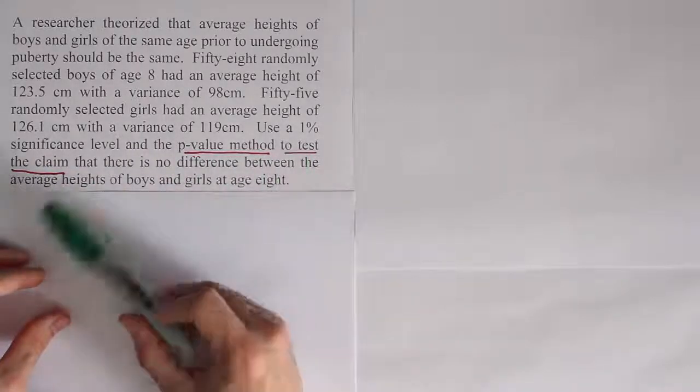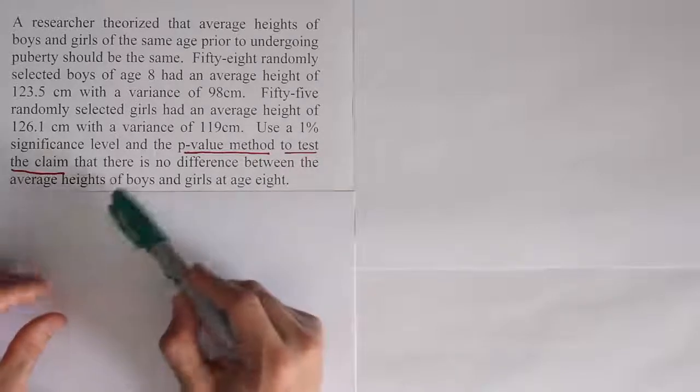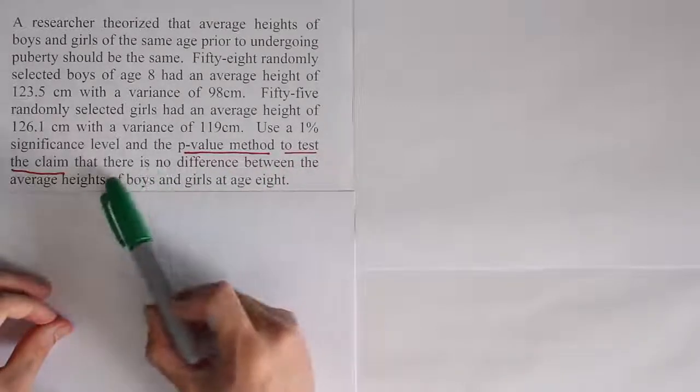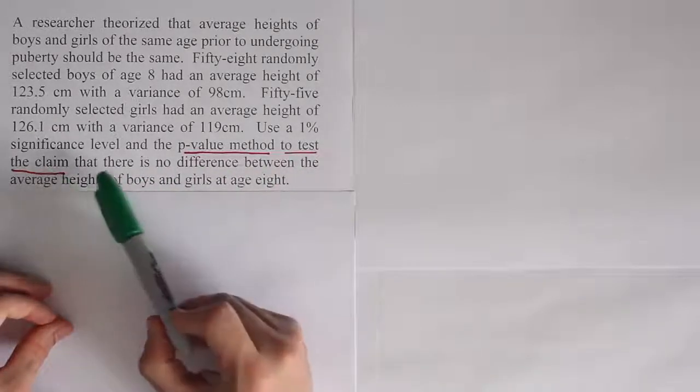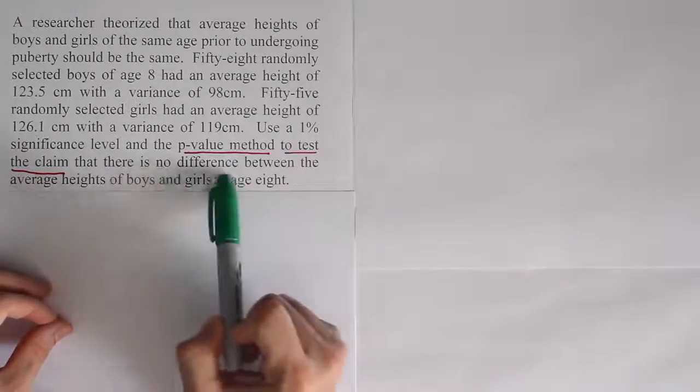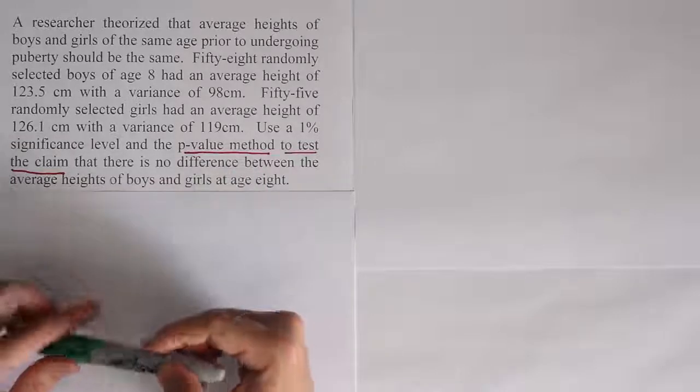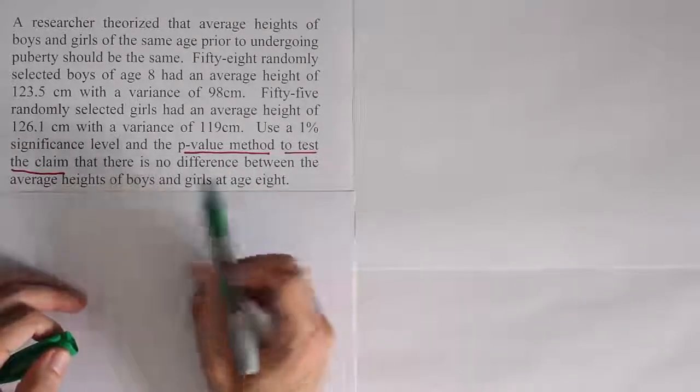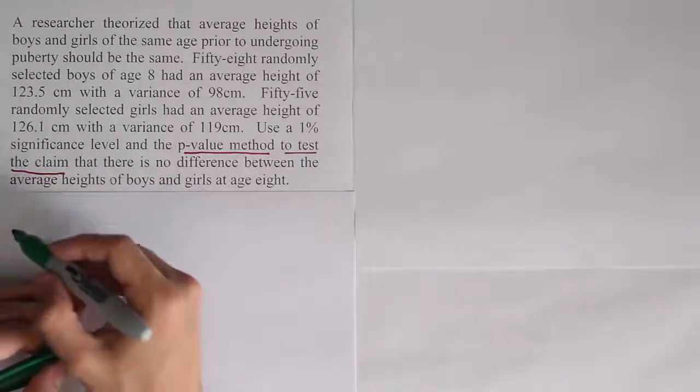Whenever you know it's a hypothesis test, the first thing you should do is to try to express the claim, right? Symbolically. So I see this phrase, to test the claim that there is no difference. What does no difference mean? It means they're the same, right? So we're going to test the claim that there's no difference between the average heights of girls and boys. And it says average height, so we're talking about the mean height.